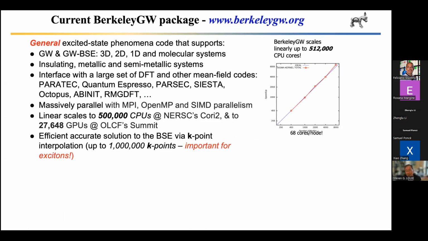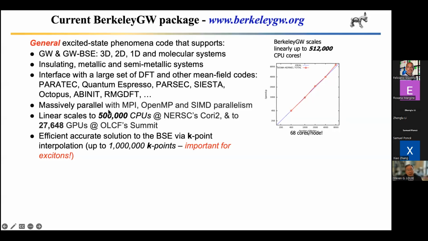The speakers after me, today and tomorrow, are going to give you more detail about the BerkeleyGW package. This package is a general excited-state phenomena code that supports GW and GW Bethe-Salpeter equation calculations for 3D, 2D, 1D, and molecular systems. It supports insulating, metallic, and semi-metallic systems. It interfaces with a large set of DFT and other mean-field codes.